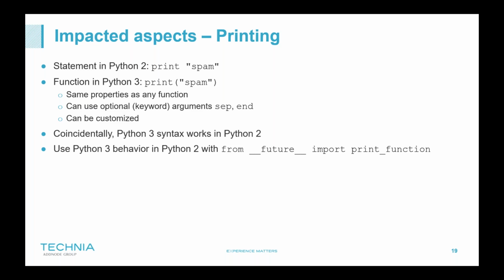And what do we need to think about when we're upgrading? Well, one thing is that Python 3 syntax actually does work in Python 2 as a coincidence if we are not using the sep and end arguments. And if we want to handle the upgrade a bit more rigorously, we can import the print function into Python 2 using from __future__ import.